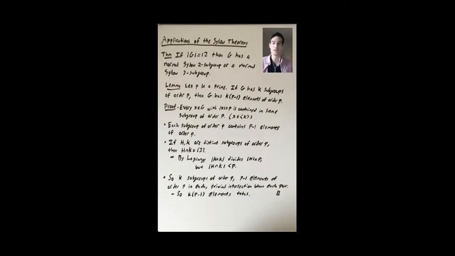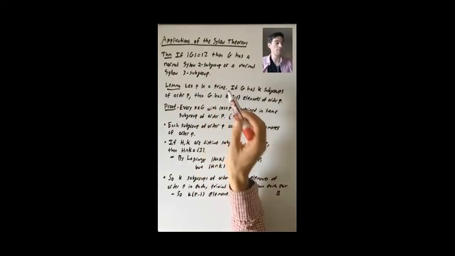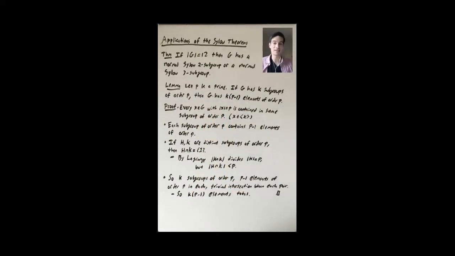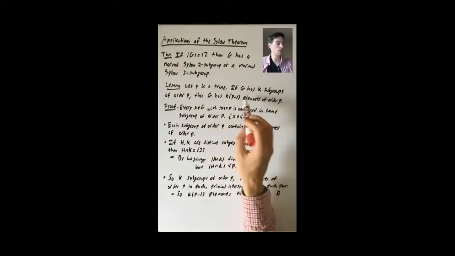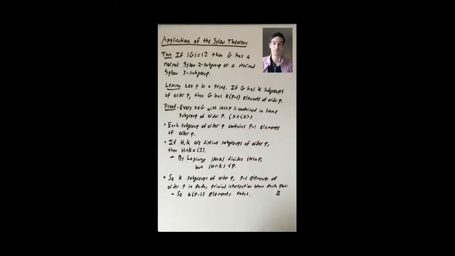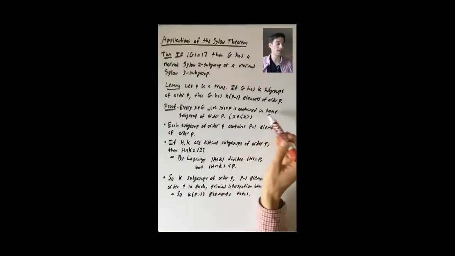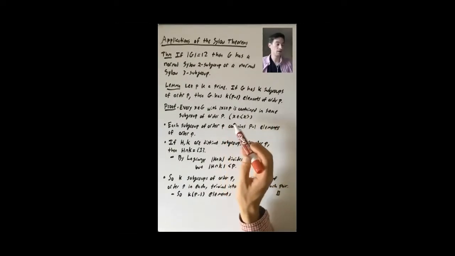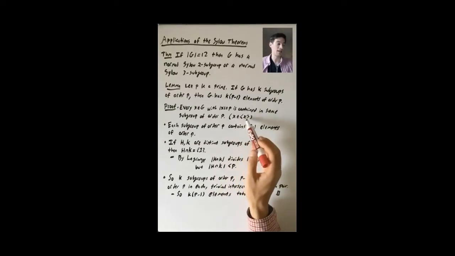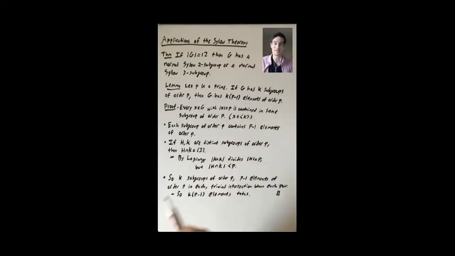In order to prove this theorem, we're going to start by proving a lemma about counting the number of elements of order p in a group. Let's say that p is a prime. If G has k subgroups of order p, then G has k times (p minus 1) elements of order p. The idea is first to note that every x in G with order p is contained in some subgroup of order p. Which one? It's definitely contained in the cyclic subgroup that it generates.